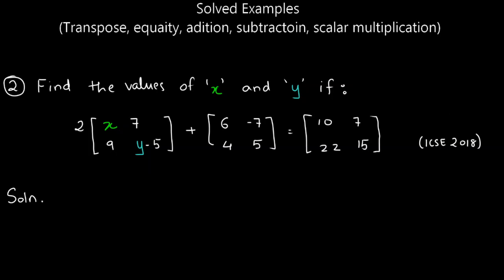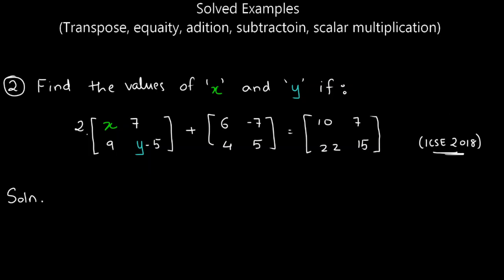Another question, and this here is dealing with addition, scalar multiplication, and equality of matrices. So we have this question here: find the values of x and y if 2 times matrix [x, 7; 9, y minus 5] plus matrix [6, minus 7; 4, 5] is equal to matrix [10, 7; 22, 15]. This question had appeared in the ICSE 2018 board exam. Let's start with the question.